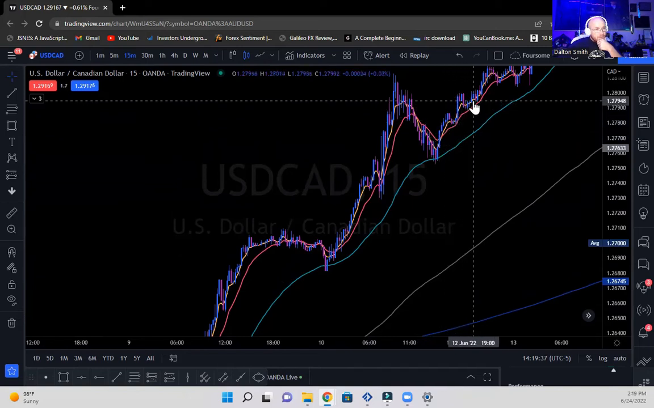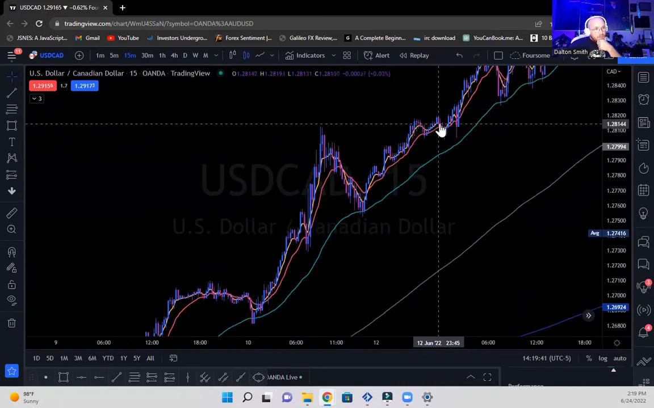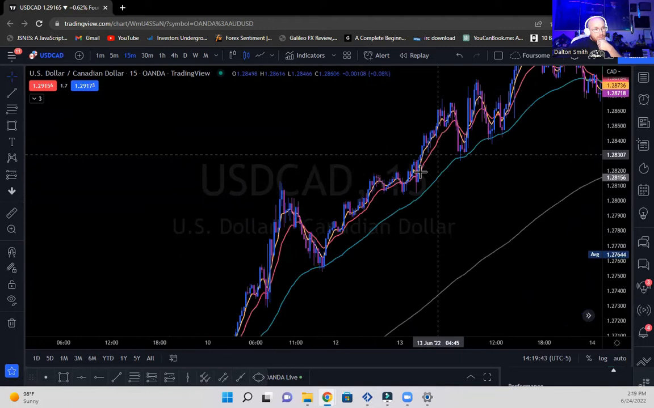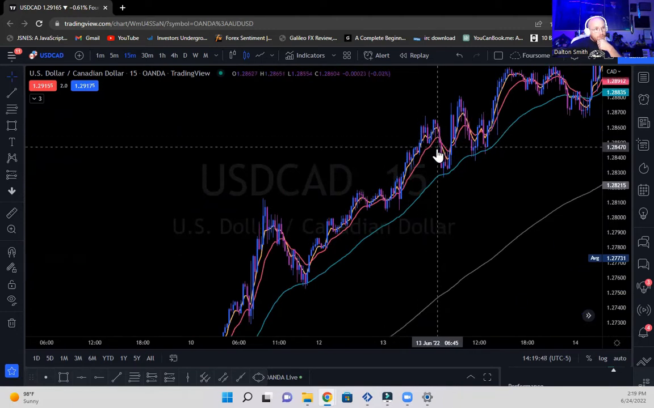You see the yellow stays on top of the red. We stay in the trade, staying in the trade. The yellow goes through the red, we're out.